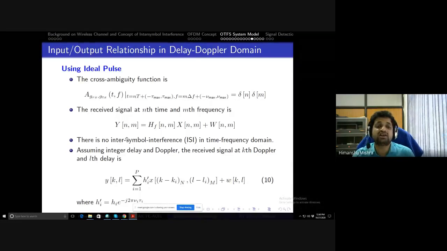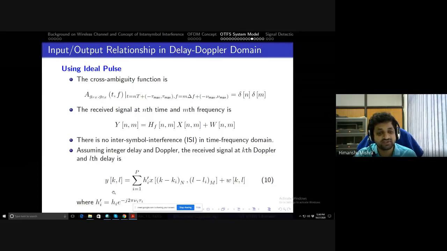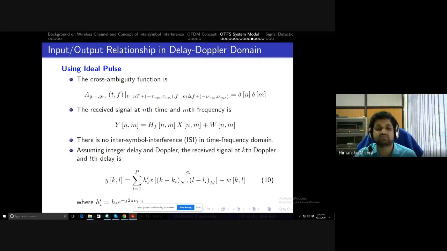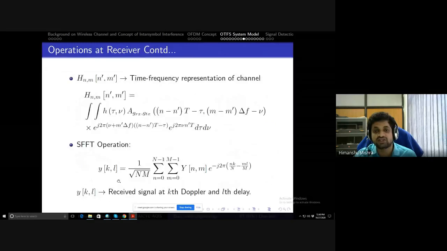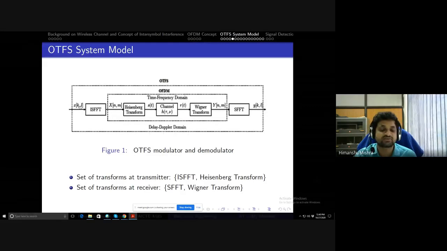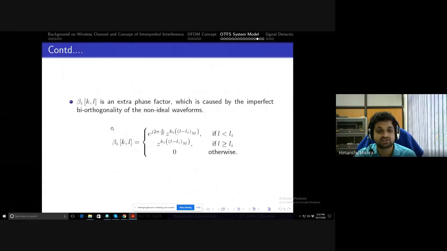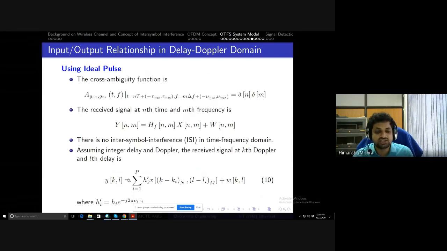Next, what is the relationship of the received signal in the delay Doppler domain with the transmitted signal in the delay Doppler domain? That means, what is the relationship of y[k,l] with respect to x[k,l]? I am showing that here. The received signal at the kth Doppler and lth delay will be simply a summation of h_i times x shifted by the delay and Doppler taps. This is known as a two-dimensional circular convolution. This relationship is very important; it is in the delay Doppler domain, for the ideal pulse. The interesting thing is that you have a very small number of h_i, because the channel is sparse. This is known as a two-dimensional circular convolution.